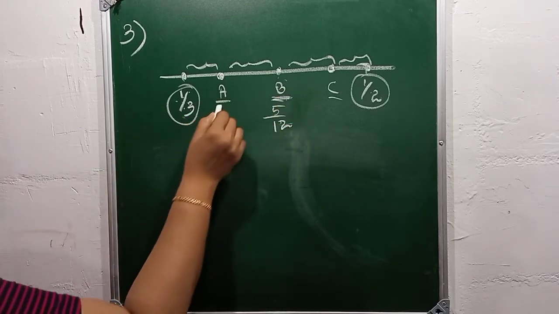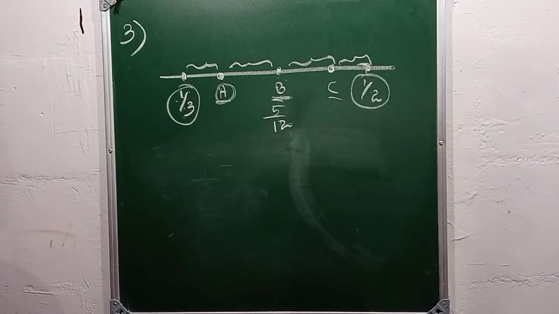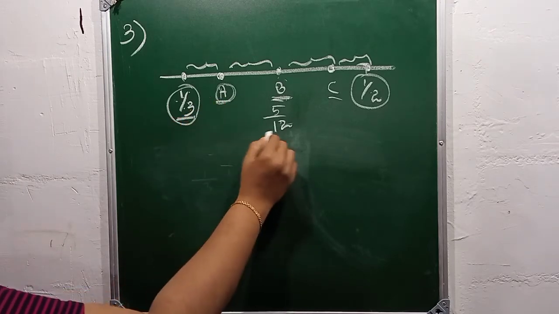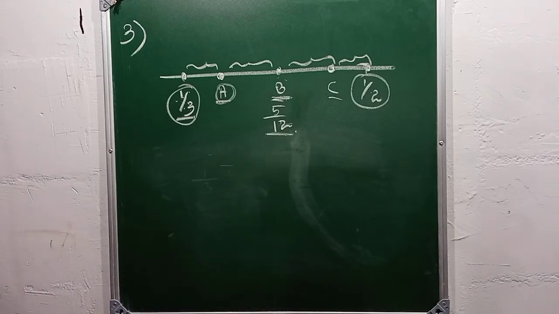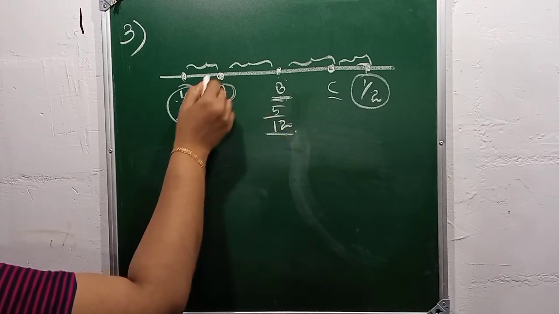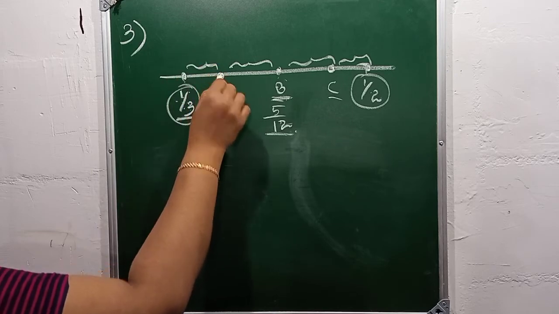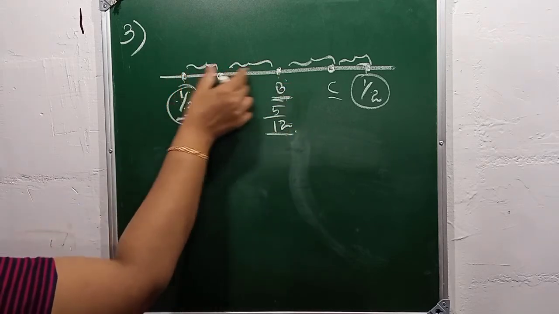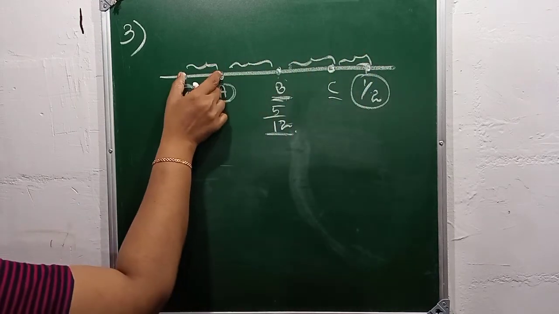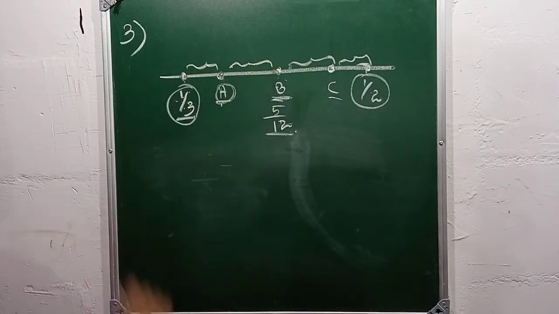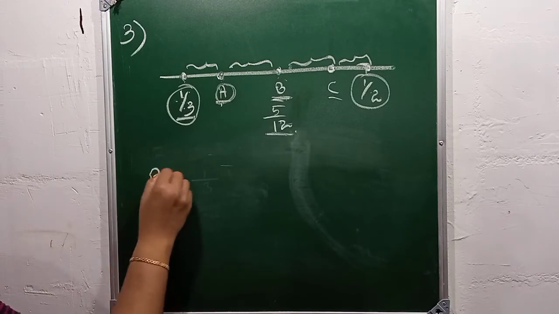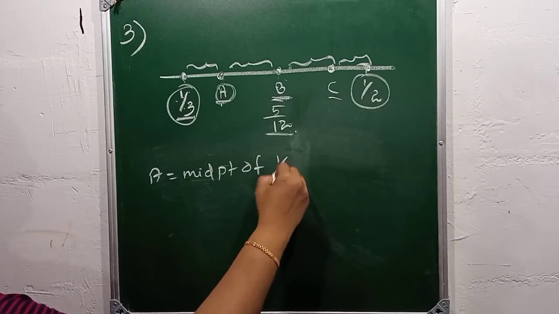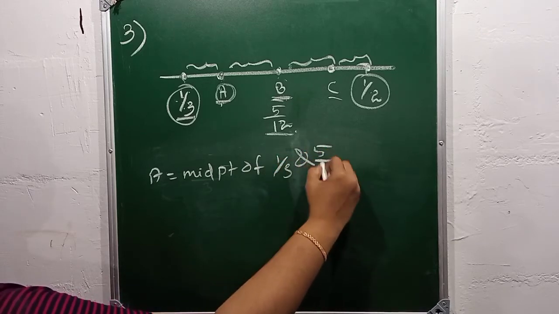Then now you can find out A. What is A? A is actually the midpoint of 1 by 3 and 5 by 12, because the distance from 1 by 3 to A and A to B are equal. These divisions are equal, so the distance between these two and these two are equal. So A is the midpoint of 1 by 3 and 5 by 12.